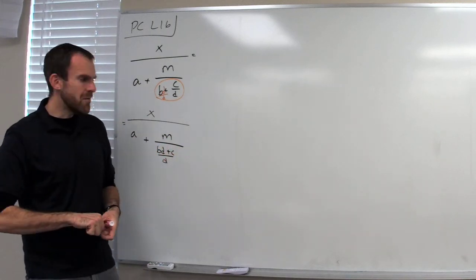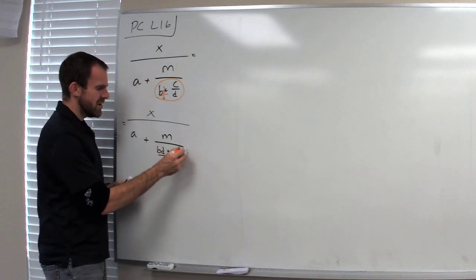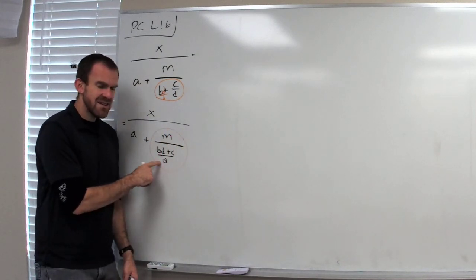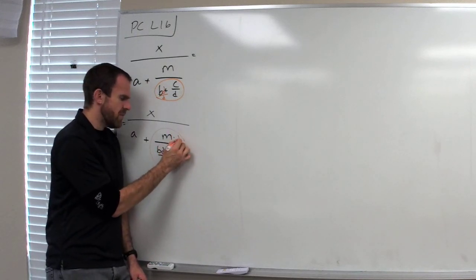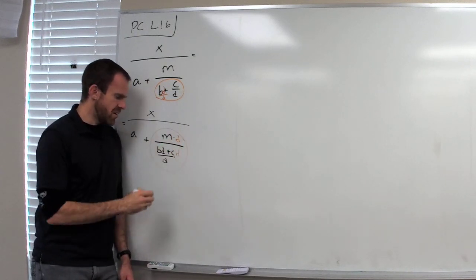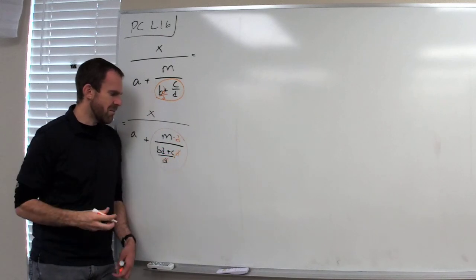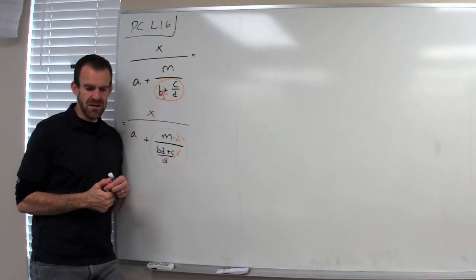Now, from there, I'm going to multiply this fraction and work on this guy. I see this denominator here. I don't want it there, so I'm going to multiply by d on the top and bottom of this big fraction. These cancel, and I'm left with md over bd plus c.